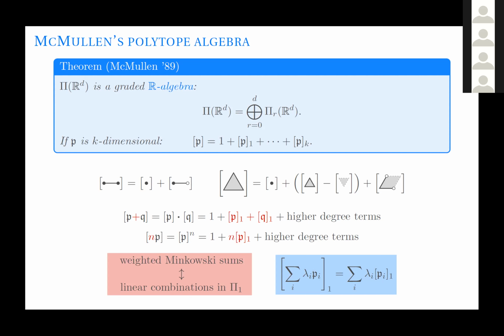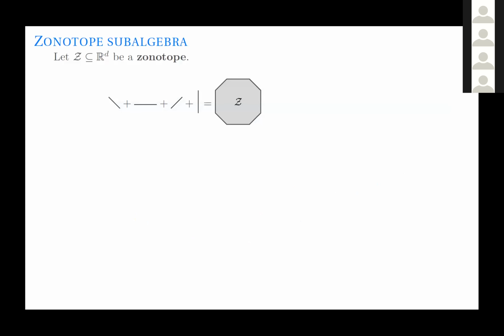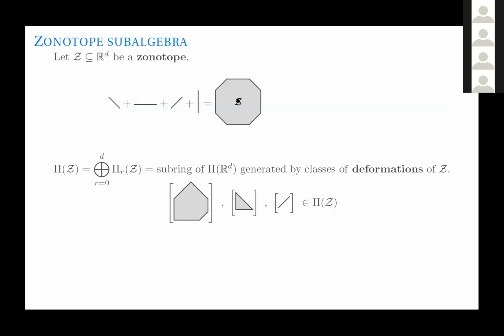But now we're not going to consider the full polytope algebra, so this algebra that we have defined here. We're going to consider something smaller, something that lives inside of this. So we're going to start by picking a zonotube. A zonotube is just a Minkowski sum of segments. So in this example we have these 4 segments, and the Minkowski sum is this zonotube right here. And we're going to consider the subalgebra generated by the classes of all deformations of this zonotube.